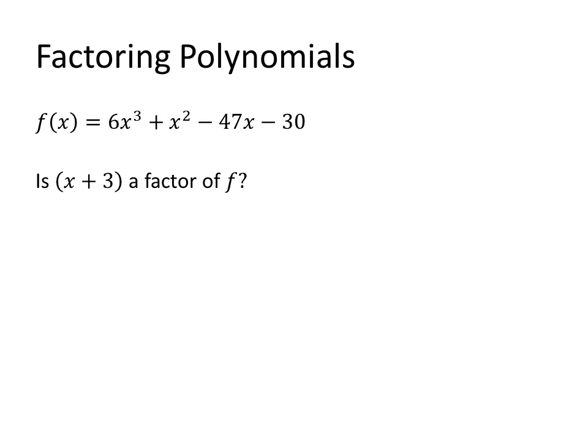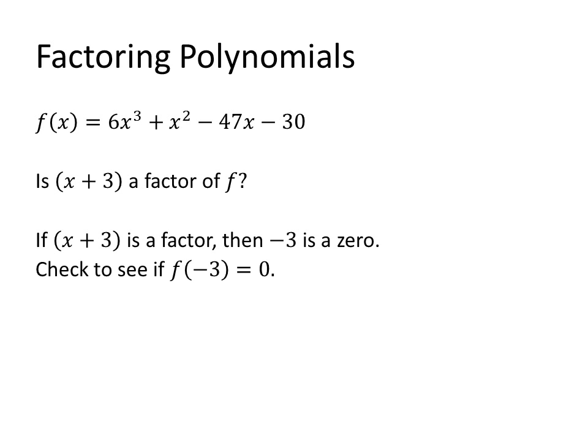Now that we know what's possible, it's important to determine whether something actually is a factor of a polynomial. So in this case, let's consider the function 6x cubed plus x squared minus 47x minus 30. We want to determine whether x plus 3 is a factor of f. Well, if x plus 3 is a factor, then we know that negative 3 is a 0 of the function, or negative 3 would be an x-intercept. That tells us that if we evaluate the function at negative 3, that will equal 0.